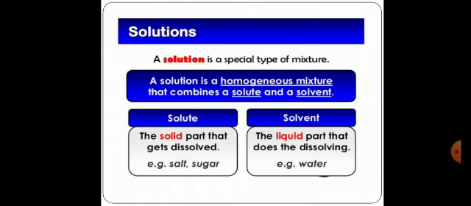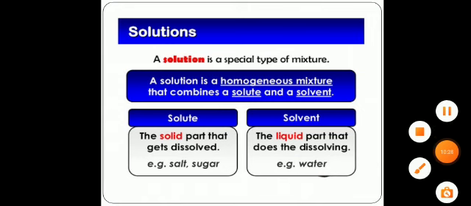Now what is a solution? A solution is a special type of mixture. A solution is a homogeneous mixture that combines a solute and a solvent. What is a solution? A solution is a homogeneous mixture, means that they have the same composition, that combines a solute and a solvent. Now here the question arises: what is a solute and what is a solvent?